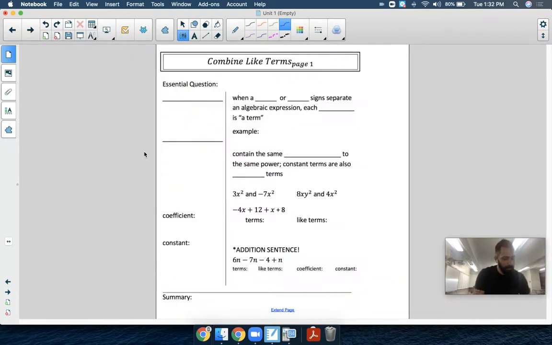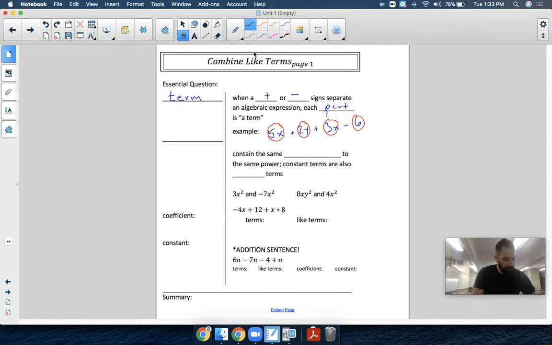First one here, the first term we're looking for is term. A term is when a plus or minus sign separates an algebraic expression. Each part is a term. For example, 5x is a term, plus 2y is a term, plus 3x is a term, minus 6 is a term. All of these individually are terms. So in this expression, there are 4 terms.